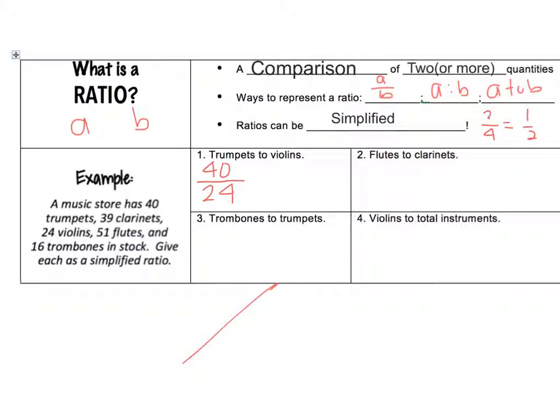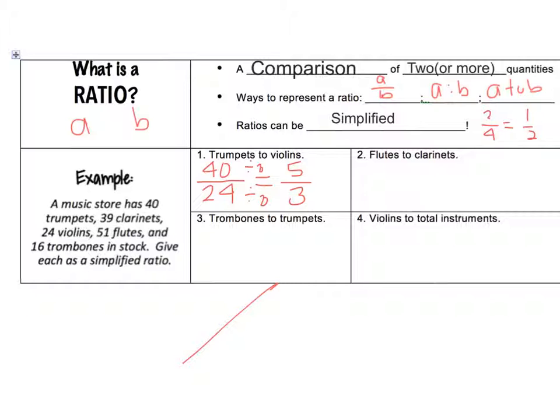So now we have our ratio, but we haven't simplified it yet. So what goes into both 40 and 24? We know that 8 goes into both of them. 40 divided by 8 is 5, and 24 divided by 8 is 3. 5/3 cannot be reduced, so we can leave our final answer as 5/3. You do not need to put it into a mixed number. You can leave it as an improper fraction.